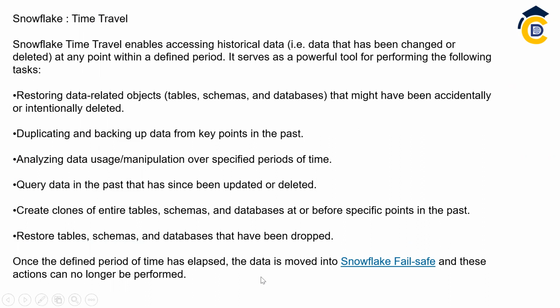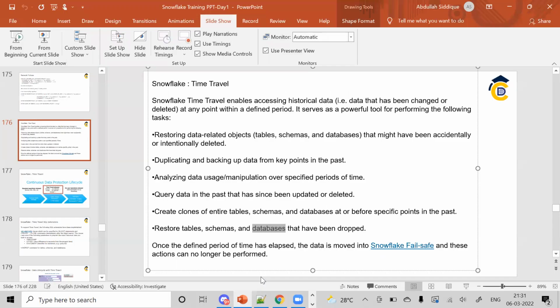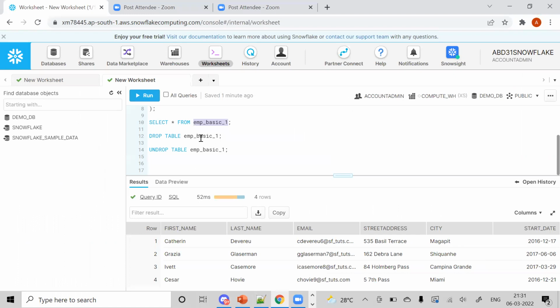But it doesn't mean that the data is lost. It doesn't mean that this particular table data which I dropped, and after 2 days I come and say, okay, I need to undrop it. Obviously, it will not allow me because as per my retention policy, it has elapsed. But it does not mean that I will not be able to recover it, because that particular dropped object has moved into a Snowflake area called failsafe.